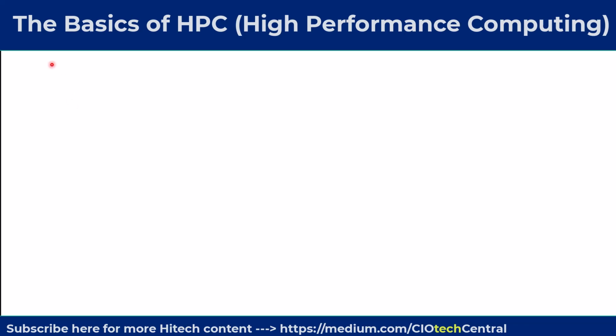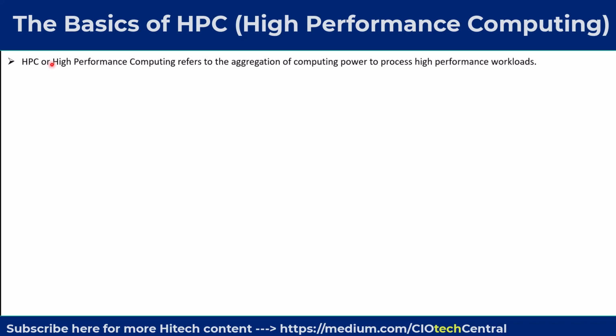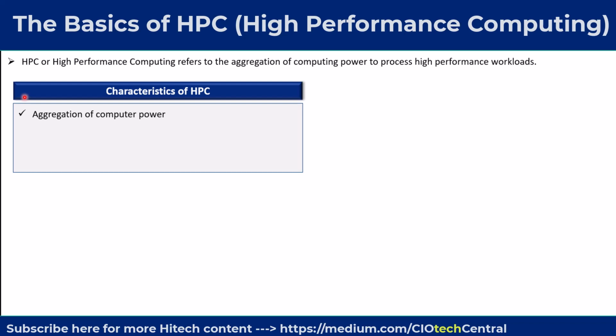HPC, or high performance computing, is another type of compute service which refers to the aggregation of computing power to process high performance workloads. Some of the characteristics of this compute service are as follows. It aggregates distributed computing power to solve compute-intensive and data-intensive workloads. HPC is needed for applications requiring high computation power and performance.